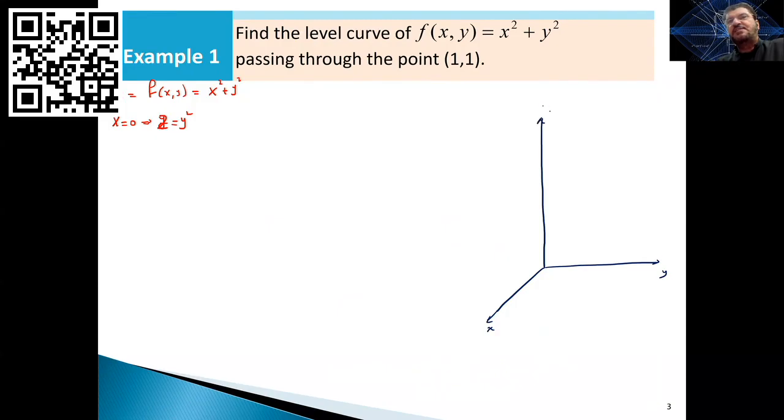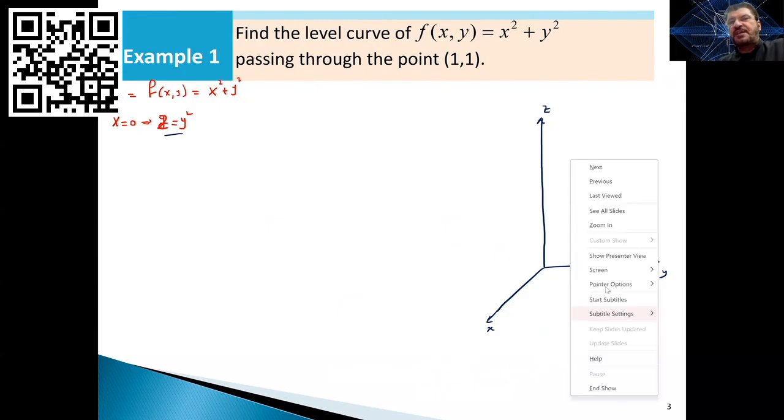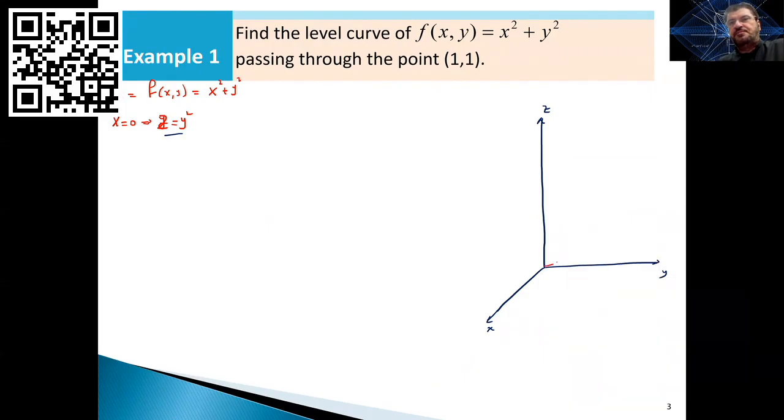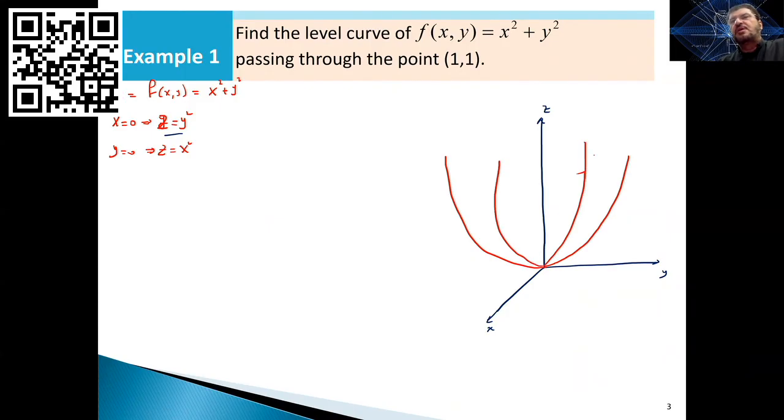X-axis, y-axis, and z-axis. Z equal y squared, by the way, is going to be the red one now. Let's take that one. So this is z equal y squared. If we let y equal to 0 now, we get z equal x squared. So this is going to be like that. And here, probably like this. And then we make the graph. So what we have here is a paraboloid, as you all know.